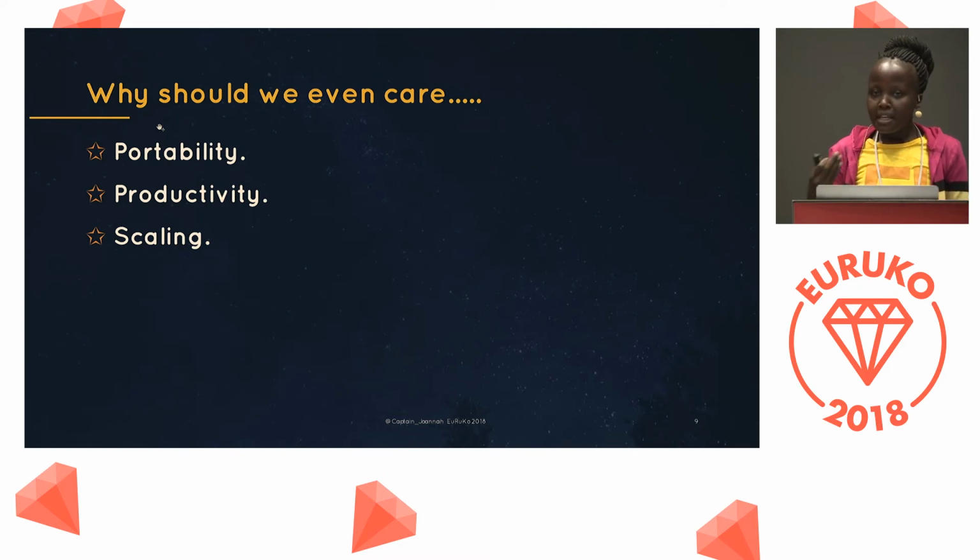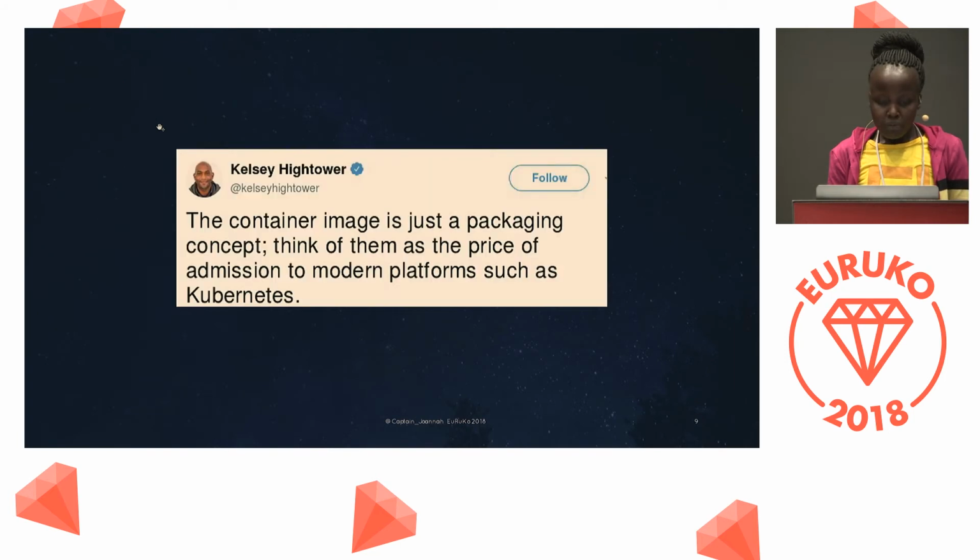We also needed to scale. Now, containers in themselves may not be able to scale, but this is my belief: they give us all the ingredients to scale. If you have your microservices and they're in containers somewhere, and we think about scaling, we are in a good way.